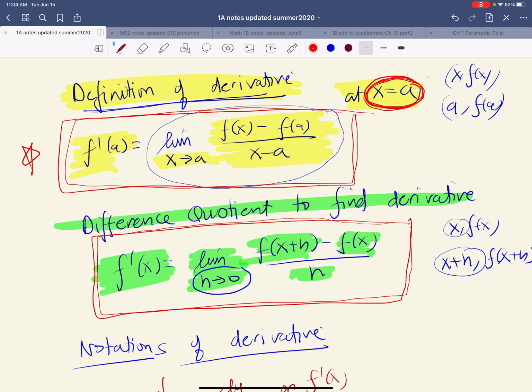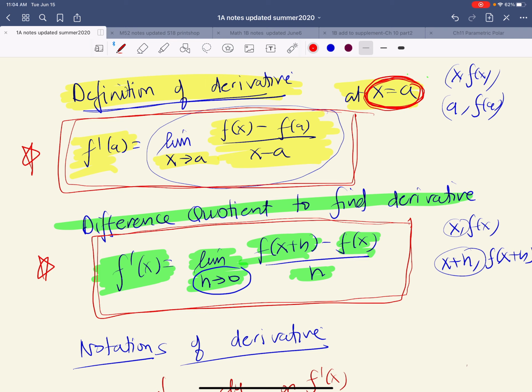We can also use the difference quotient to find the derivative. So whenever you're doing the homework, you can use either one of these. You can either use the limit definition, or you can use the difference quotient. The difference quotient, f prime of x, would be the limit as h approaches 0 of f of x plus h minus f of x over h. Both are exactly the same thing.